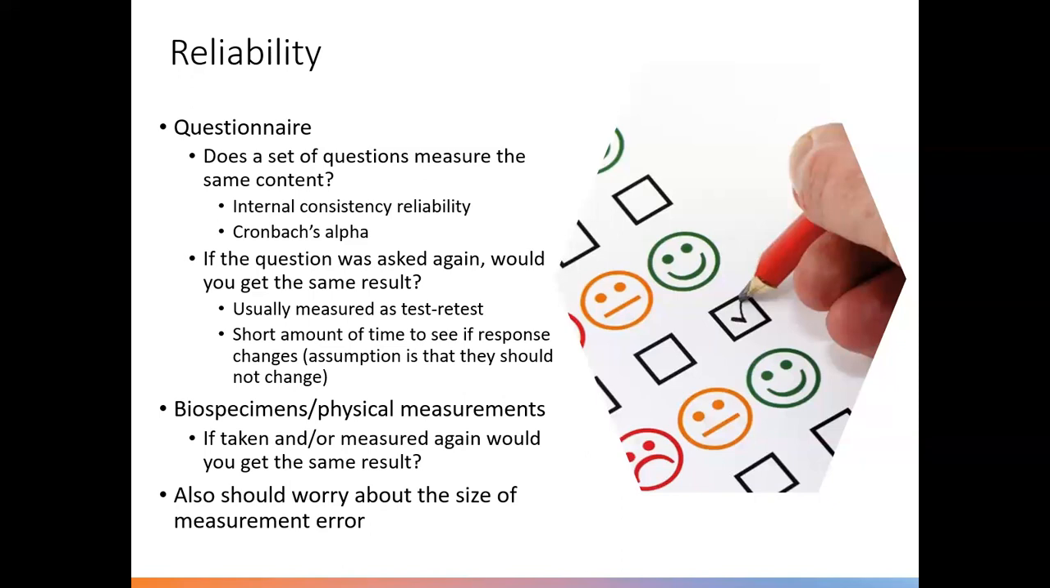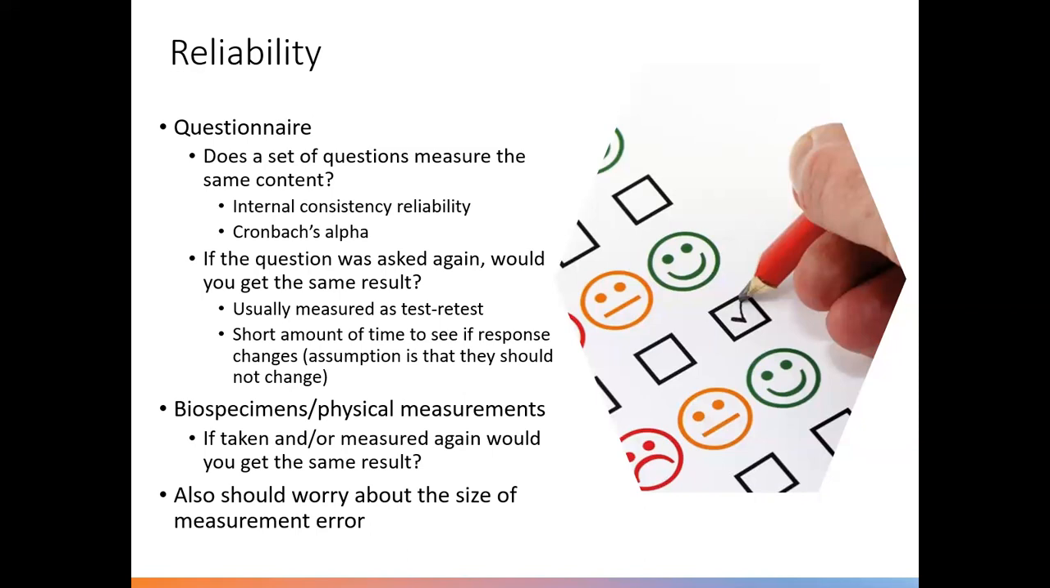So we want to know, if we take the same measurement, would we get the same result? And then we need to worry a little bit about the size of measurement error. So even something like a blood pressure, you might not get the exact same result, but you want to get pretty close. And if it's too far off, then we worry about reliability. Okay, so we want to keep validity and reliability in mind anytime we collect data.